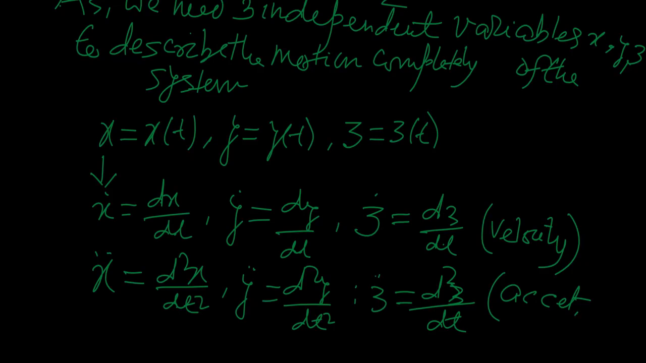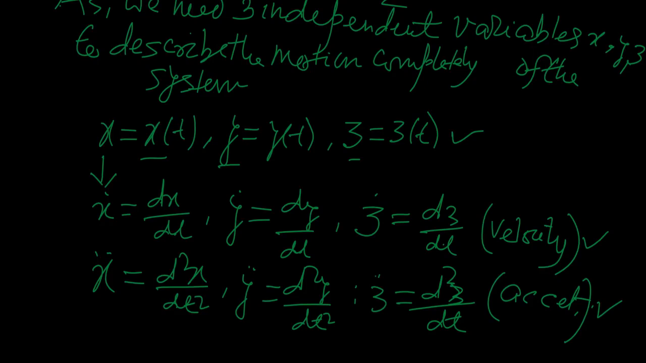And these are the parameters. You know here position, here velocity, and here acceleration. And these are the parameters of motion. And so we say that if we know these independent variables x, y, z for a particle moving in 3D space, then we can determine the complete motion of that particle. So the degree of freedom of that particle will be equal to 3.